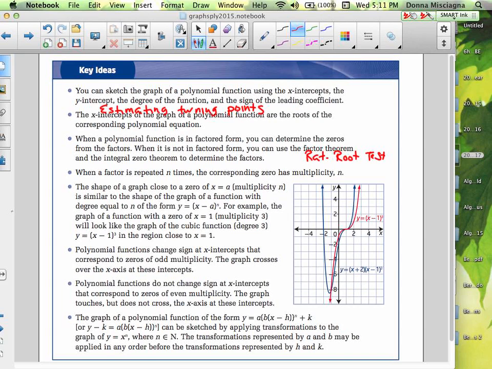The last thing I'm going to say is we can graph polynomial functions using transformations. However, we can only do it if it's in this kind of format. So sometimes we could factor it into that kind of format and use transformations, but a lot of the times we can't. So instead of trying to get into that format, unless we're given an equation that's already in that format, we're just going to graph by finding those key features.